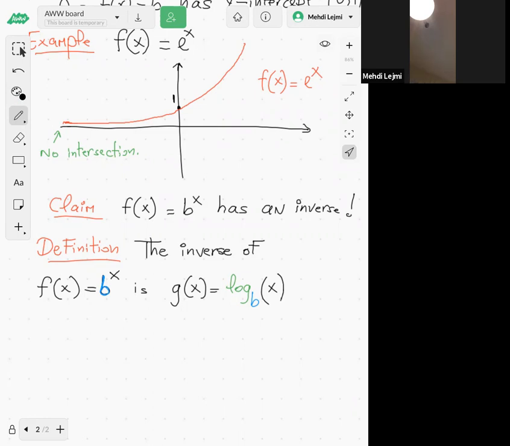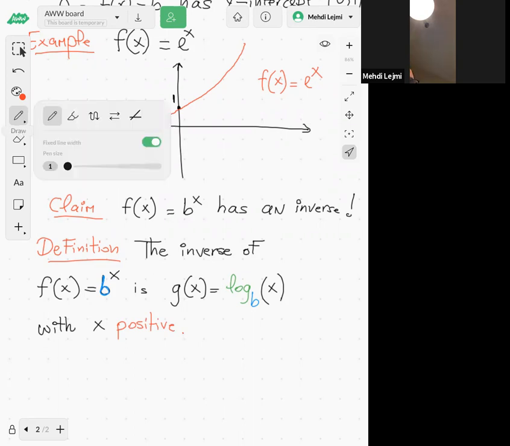Okay, and the x here has to be positive. Because as you can see, guys, there's a problem with the inverse here when x is negative. So we need the x to be positive. So what do we mean by this log being the inverse of the exponential?